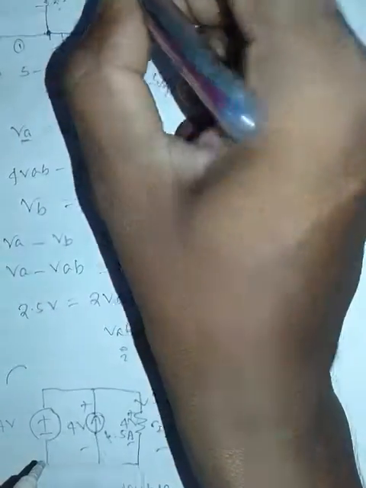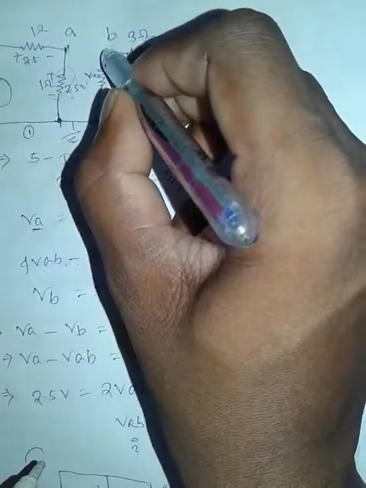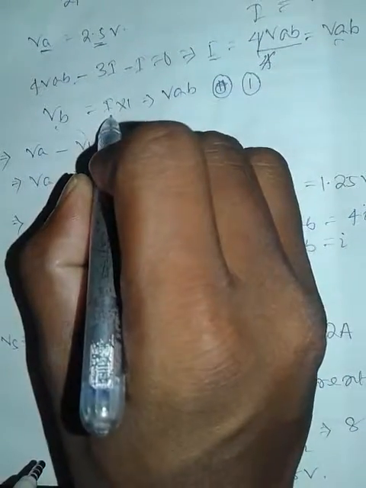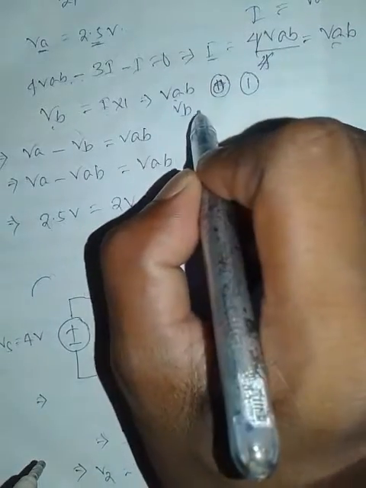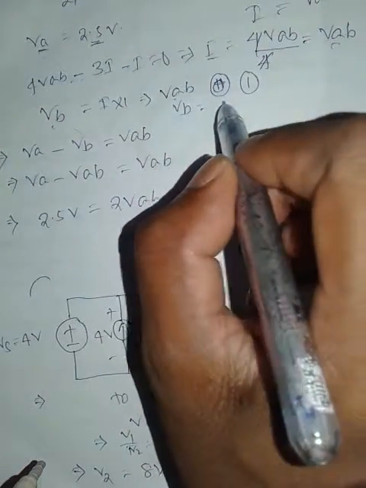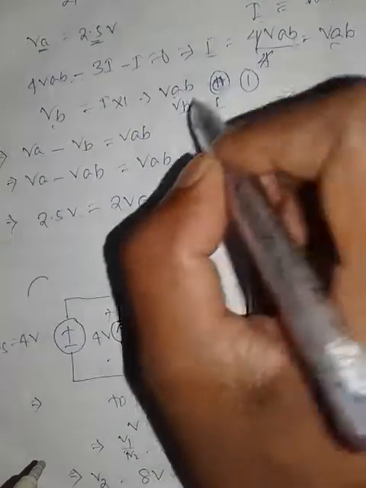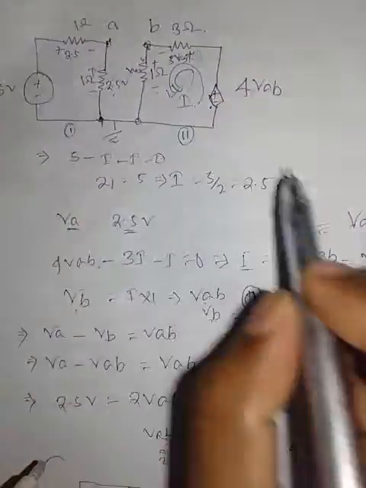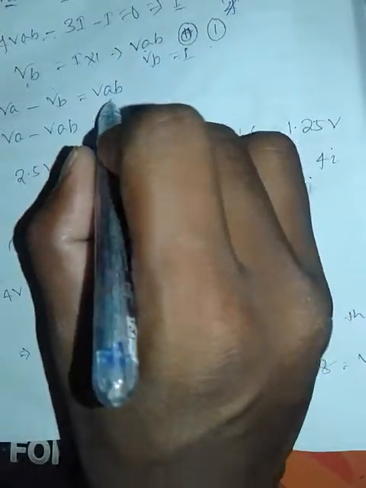Listen, this voltage is equal to the current across this one into the resistance. So the voltage is equal to, current I is flowing, so 1. So this voltage is equal to I. So VB is equal to I. So let's see here, I is equal to VAB and VB is equal to I. They are asking to find out the value of the voltage. We will find out the value of VAB.